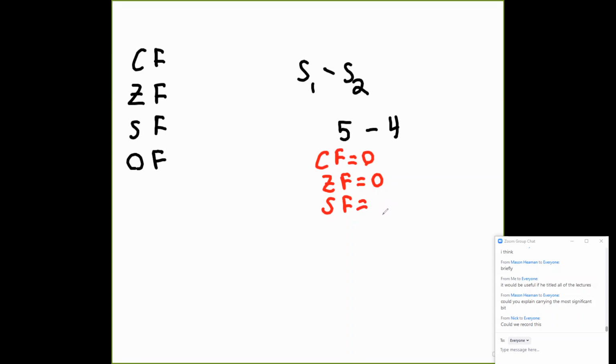SF, the sign flag, is going to be a 1 if the most recent operation yielded a negative value, and in this case, 5 minus 4 is 1, so that did not occur. And then the overflow flag is going to be set if we overflowed.